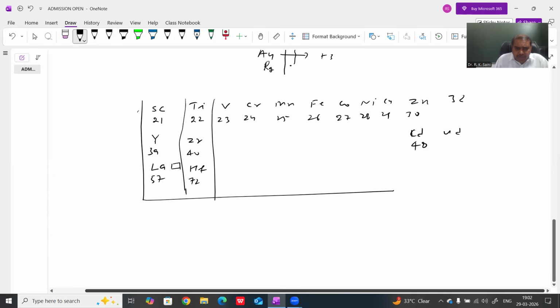Here 14 elements are also there, and these elements are known as f block elements or the 4f series, also known as lanthanoids. And this series is completed at mercury, atomic number 80.